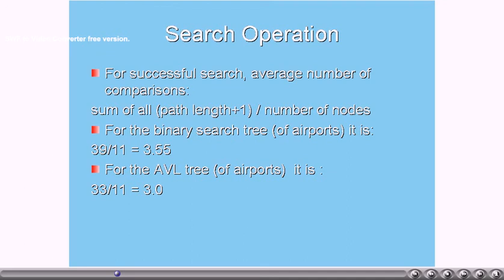If that is calculated for the binary search tree, it becomes 39 by 11. 11 means there are a total of 11 airport names, that is 3.55. For the AVL tree, it is 33 by 11, that is 3.0, which means that the average number of comparisons required for the AVL tree becomes less because of the better organization of the names. Like this, AVL search tree gives better performance than binary search tree. That is the reason why we are supposed to know about it.